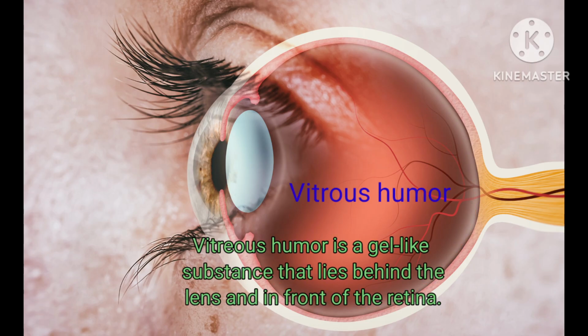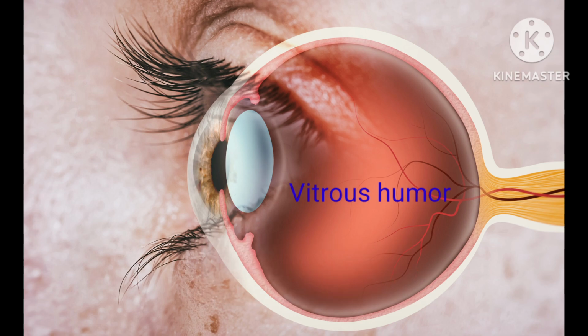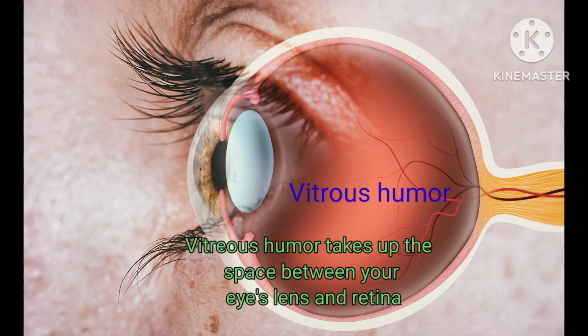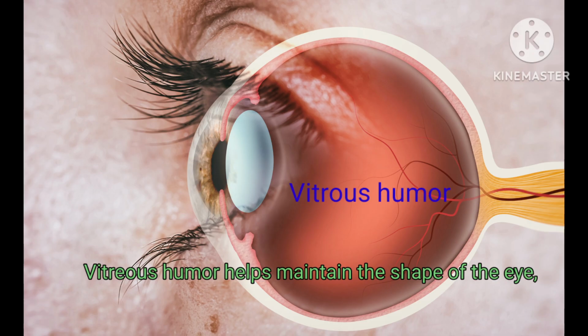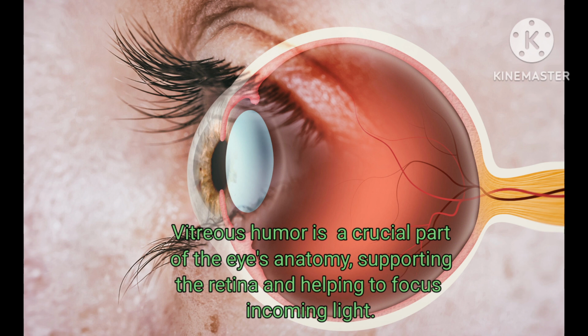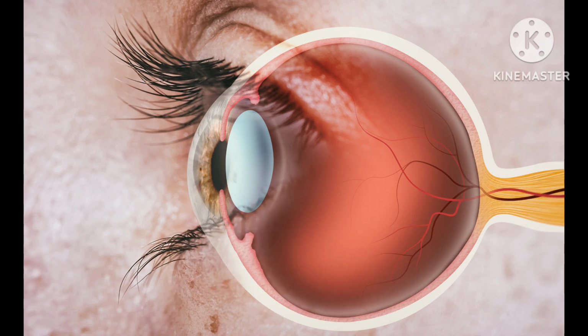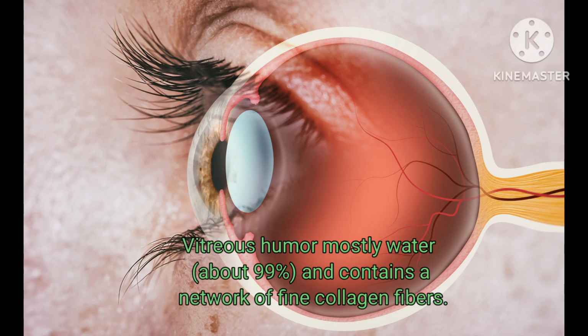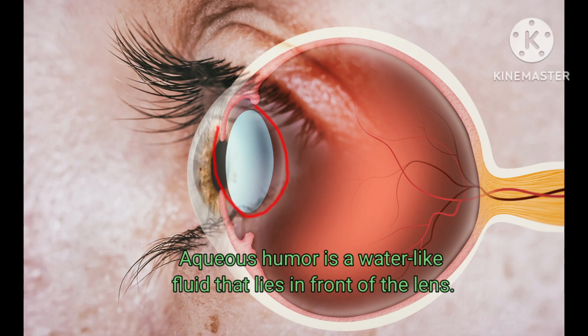Vitreous humor is a gel-like substance that lies behind the lens and in front of the retina. Vitreous humor takes up the space between your eye's lens and retina. Vitreous humor helps maintain the shape of the eye. It's a crucial part of the eye's anatomy, supporting the retina and helping to focus incoming light. Vitreous humor is mostly water, about 99%, and contains a network of fine collagen fibers. Aqueous humor is a water-like fluid that lies in front of the lens.